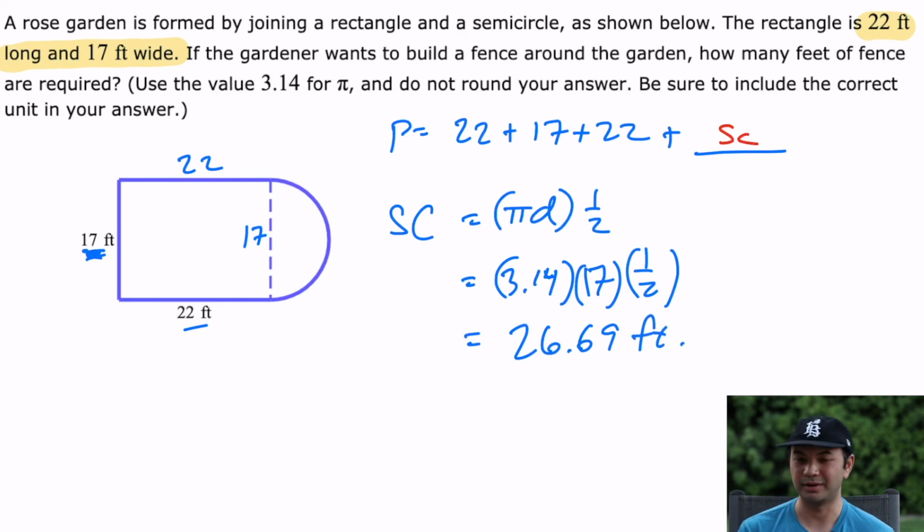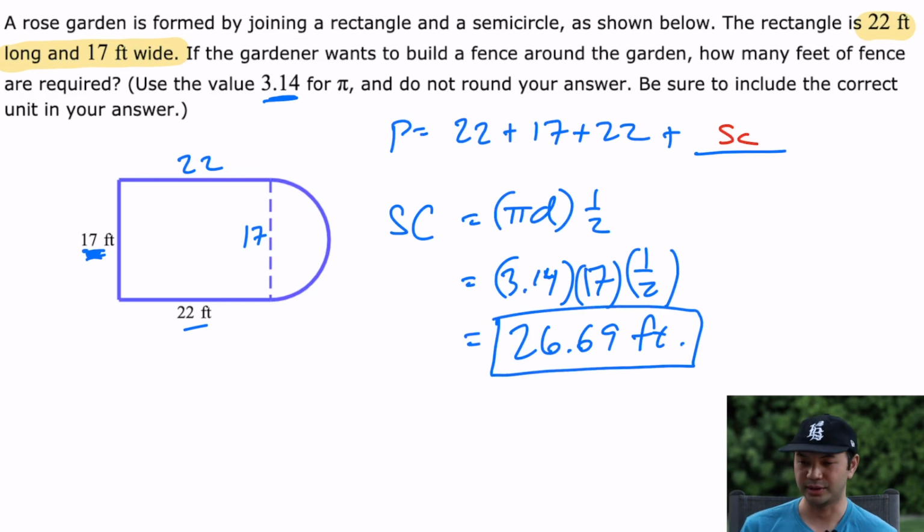Okay, and it said do not round your answer because it already said to use 3.14 as pi, so that's kind of rounding your answer already anyway. All right, so 26.69 feet is how much fence he would need. Obviously in the real world, he would probably go ahead and buy 30 feet or something, but it's good to have an estimate of how much material you would need.